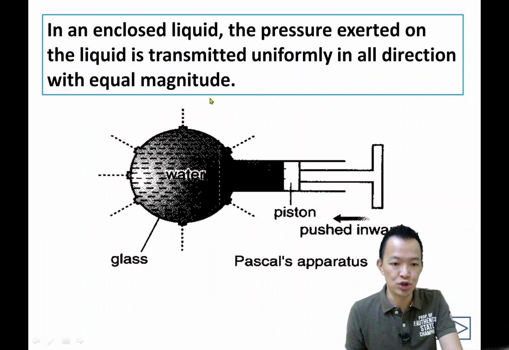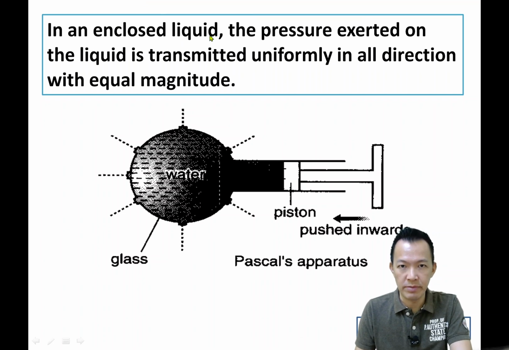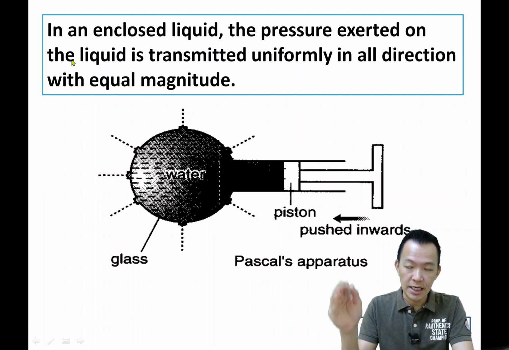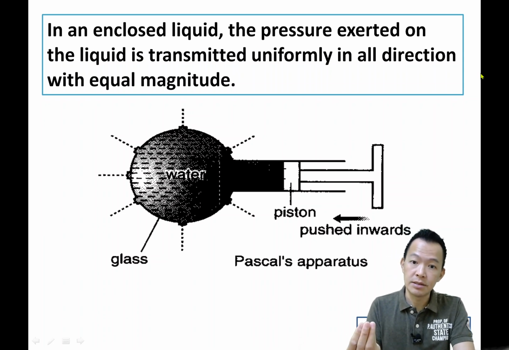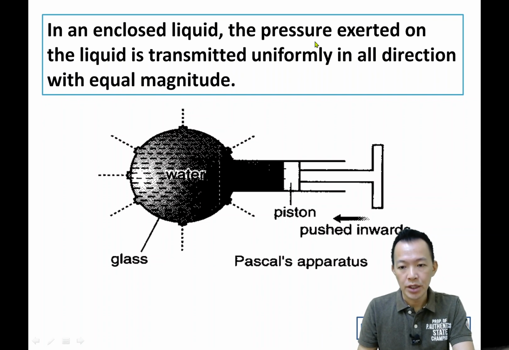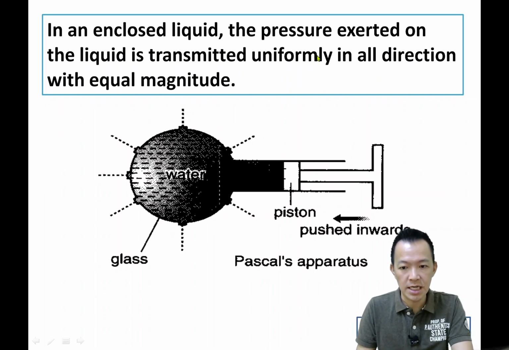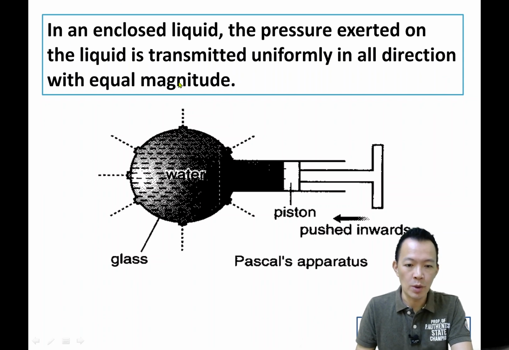我先解释整句给你听。In an enclosed liquid, 在一个封闭式的液体里面，没有波动的液体里面, the pressure exerted on the liquid, 你给那个液体一个压力, the pressure will be transmitted uniformly in all the directions, 这个压力就会在液体里面传送, uniformly, 用同样的力量。不强不弱，一模一样的力量, in all the directions 传到任何的一个方向去, with the equal magnitude.